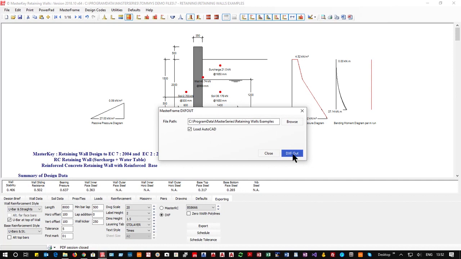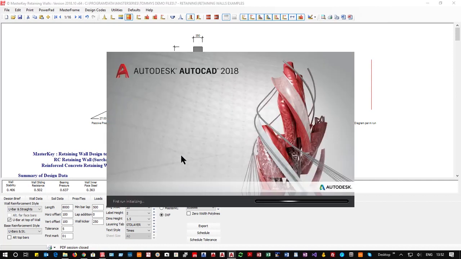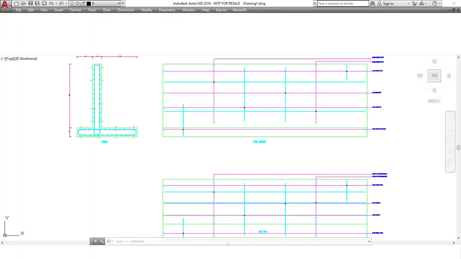I'm then going to open AutoCAD, fingers crossed, and you will now have a full detailed, hopefully, version of this wall ready for you to just put a few end bars in and finish it off. Does the export work with MasterRC? Absolutely. There is a separate button there for MasterRC, which you can't actually see.